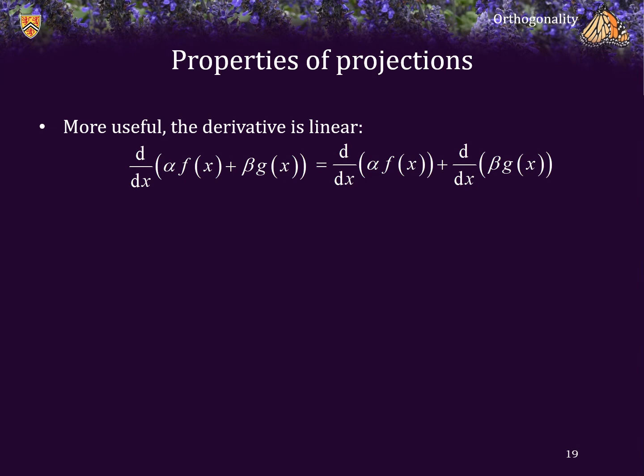Oh, but wait a second. The first is just the derivative of alpha times f, which is equal to alpha times the derivative of f, and the second is the derivative of beta times g, which is just equal to beta times the derivative of g. So therefore, the derivative of a linear combination of functions is equal to that same linear combination of the derivative of those functions.